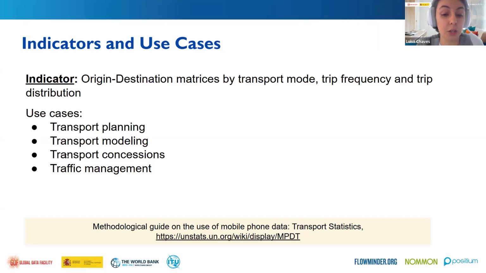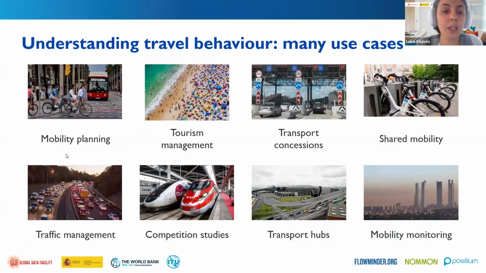The most common indicators generated using mobile phone data are origin-destination matrices, be it of general mobility or segmented by transport mode, trip frequency, and trip distributions. Some typical cases include mobility planning, tourist management, transport concessions for highways, for example, shared mobility systems, traffic management policies, competition studies or demand studies for the implementation of new systems, transport hubs, and mobility monitoring.